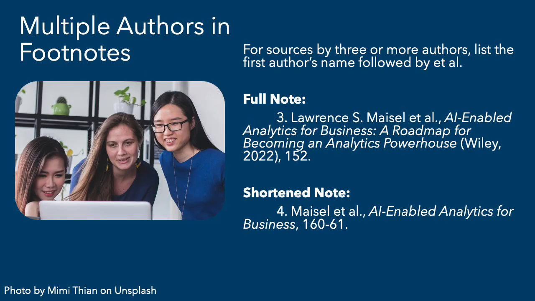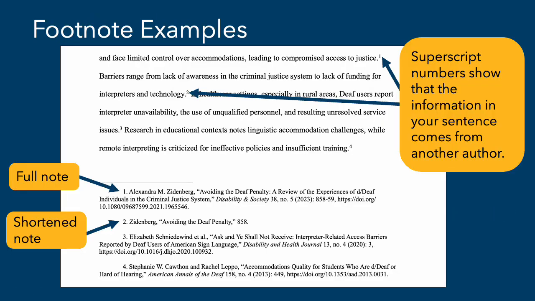If a source has 3 or more authors, instead of listing all the authors in the footnote, use the first author's name followed by the abbreviation et al. Here's an example of a paragraph with footnotes, including both full and shortened notes.